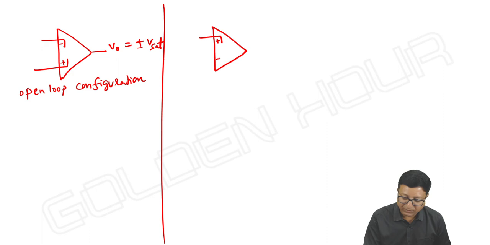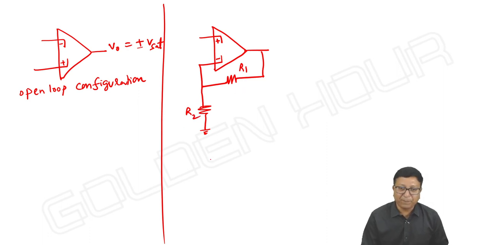It is plus and minus. There is a connection. A part of the output is fed back to the inverting terminal through R1, R2. Then you may apply input either at non-inverting or inverting terminal, doesn't matter. What about the output? Output is neither increasing nor decreasing.